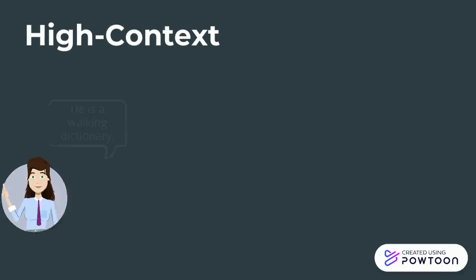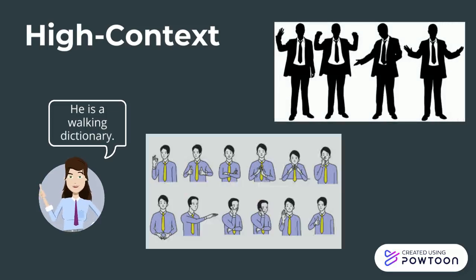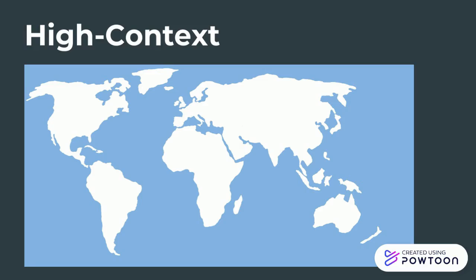Now let's look at the differences between high context and low context cultures and how each culture communicates. High context cultures use metaphors, body language, and facial expressions to communicate. They value relationships, and often their words have more meaning behind the actual words. Regions that tend to have high context cultures are South America, Asia, and the Middle East.